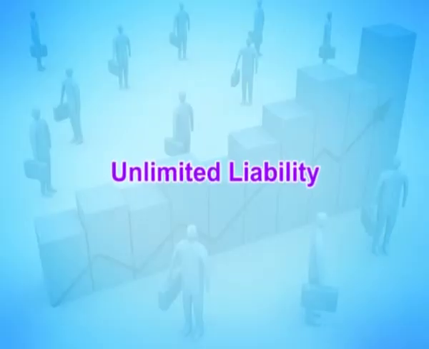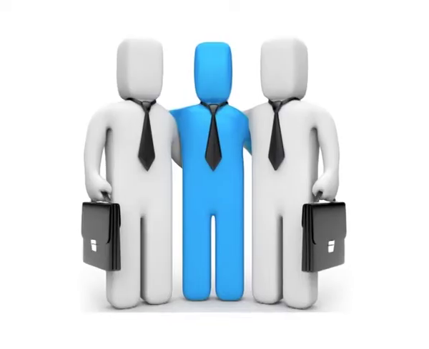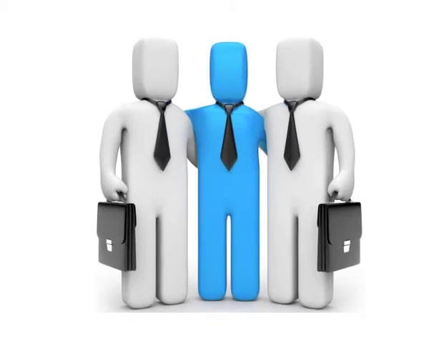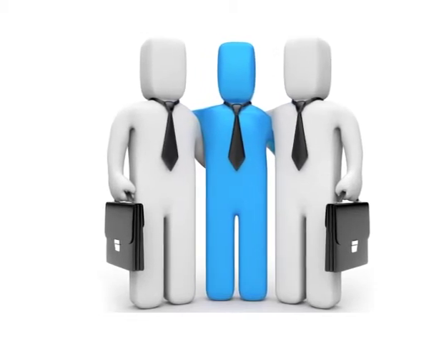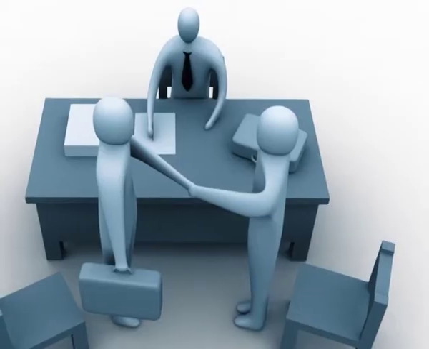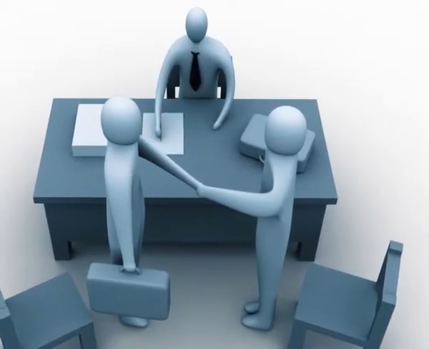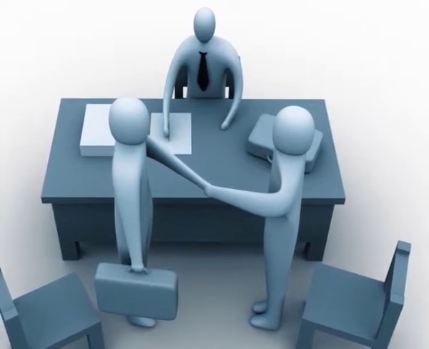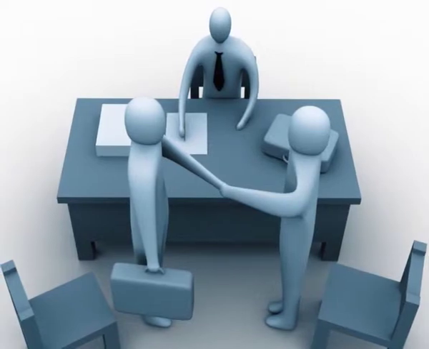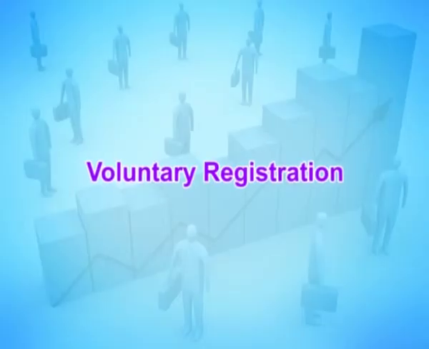Next is the unlimited liability. The partners of the firm have unlimited liability. They are jointly as well as individually liable for the debts and obligations of the firms. If the assets of the firms are not sufficient to meet the firm's liabilities, the personal properties of the partners can also be utilized for this purpose. Voluntary registration.